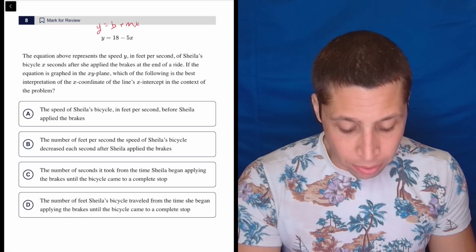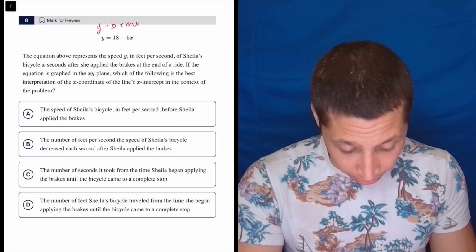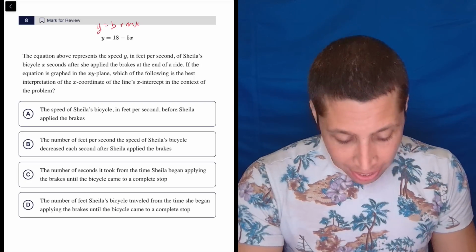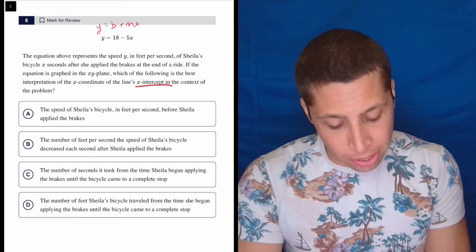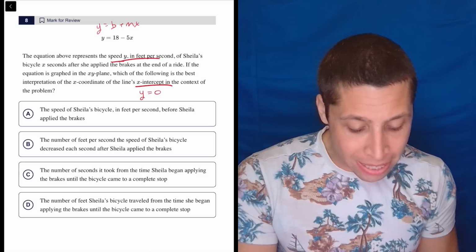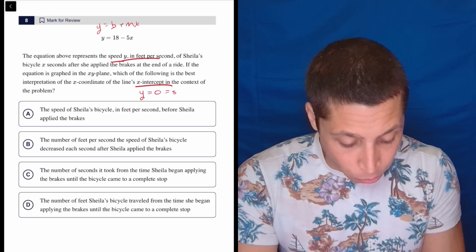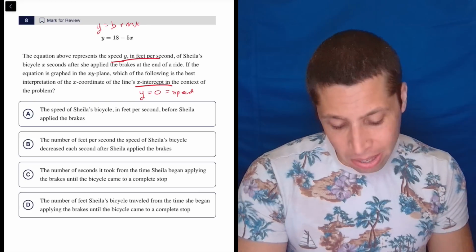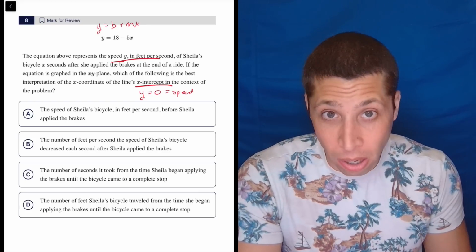If the equation is graphed in the xy plane, which of the following is the best interpretation of the x-coordinate of the line's x-intercept in the context of the problem? Well, regardless of a story, an x-intercept is where y is equal to 0. And they tell us y is the speed. So the speed is equal to 0. So I don't know, let's just see if anything happens there, right? Is there anything that just says the speed is 0?